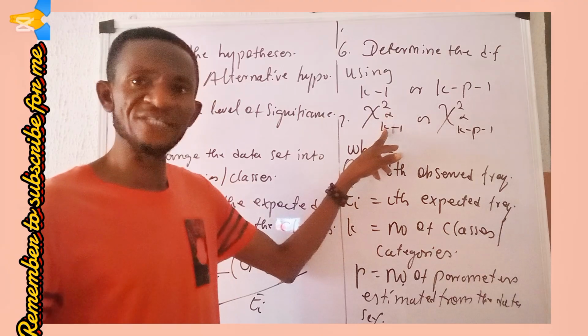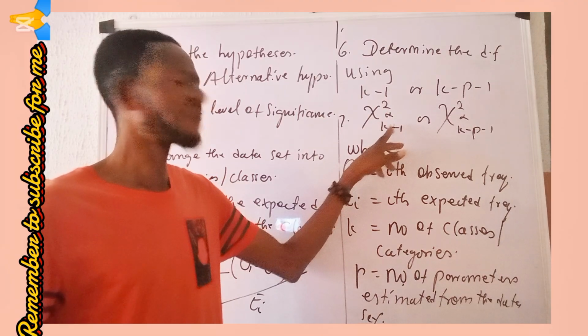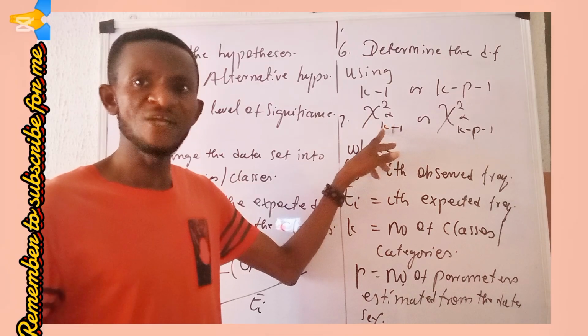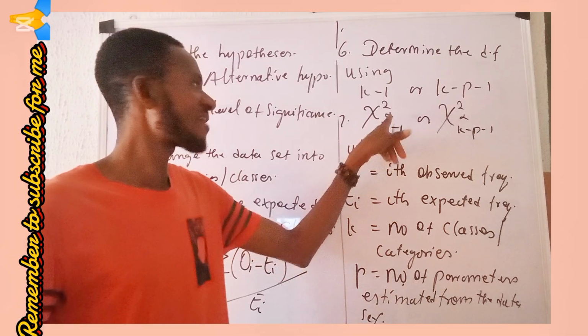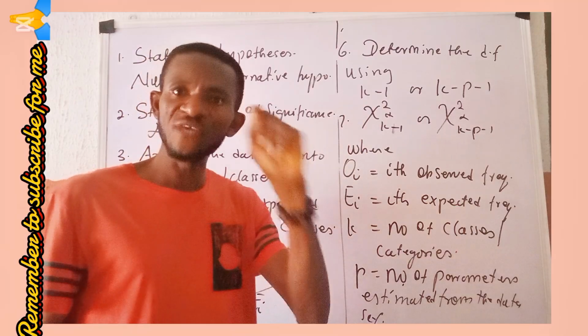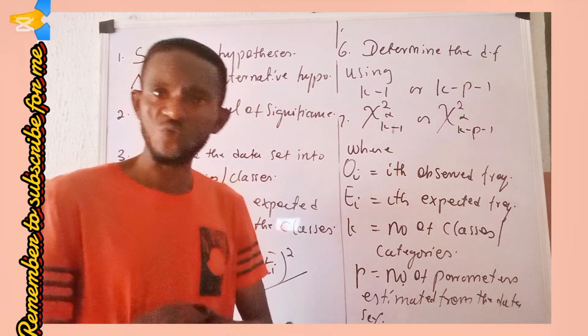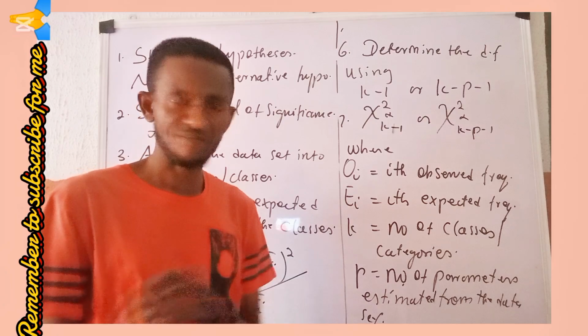If this our k is something like 8, we now say 8 minus 1, we have 7. We locate the degree of freedom of 7 and then the level of significance of 0.05. And that will give us now the critical value of the chi-square goodness of fit test.